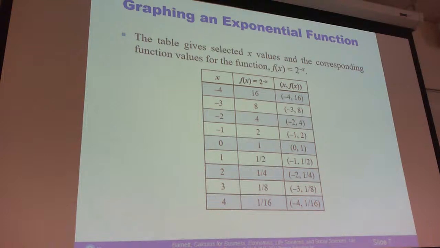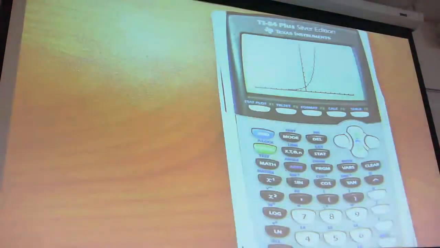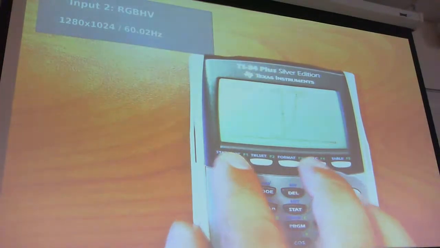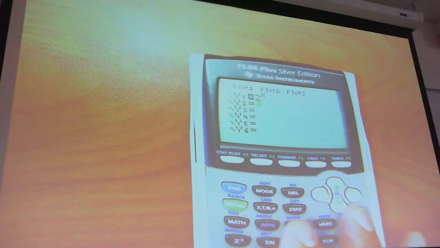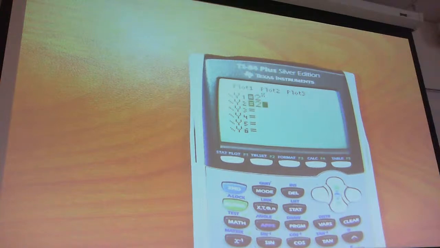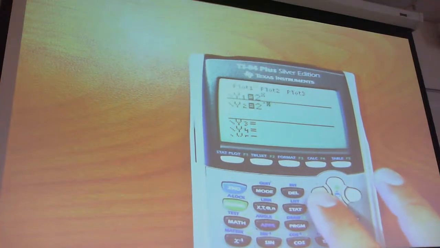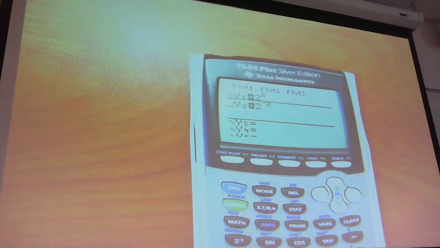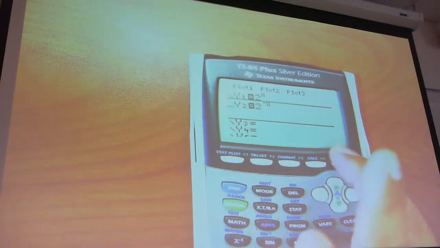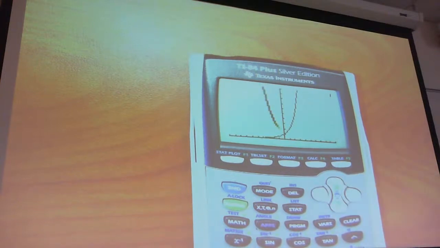Now, what would happen if I put 2 raised not to the x, but to the negative x? Let's do that on the calculator. In y2, instead of 2 raised to the x, let's put 2 raised to the negative x. To make sure we know which one's which, move all the way to the left of y2, push enter, and let's make that bold. Hit graph, and let's see what happens when it's a negative x and not an x. There's the original, and there's the other one.